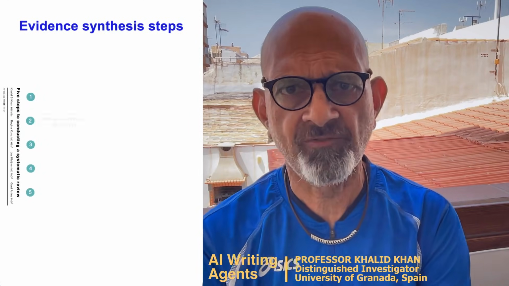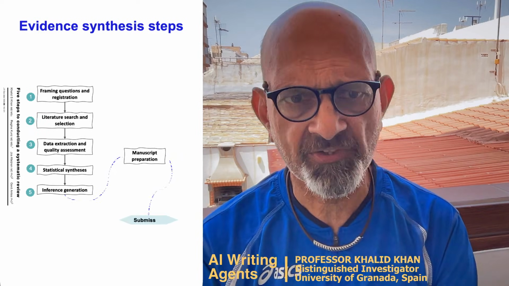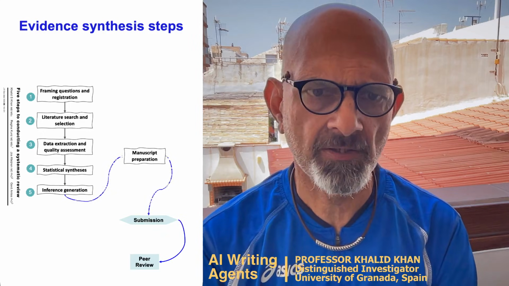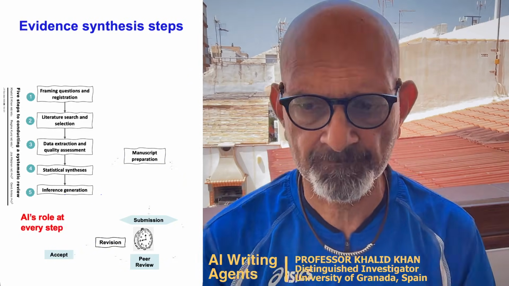To cut a long story short, there are 5 steps in an evidence synthesis project. Once the work is completed, the manuscript is prepared and submitted to a journal where, following revisions, it is eventually accepted. At every stage, there is a role for artificial intelligence.